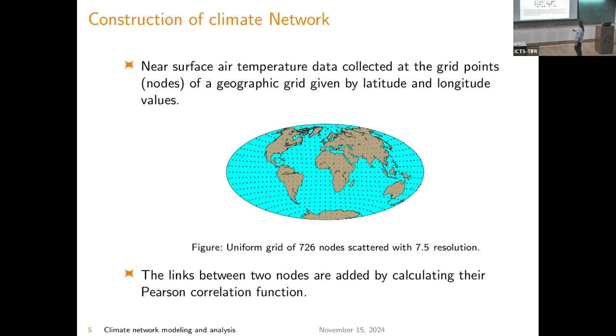You take this, not the previous one. So you're taking the whole grid. And what are you computing the correlation between? Correlation between nodes. I will come to that. The variable is temperature. Near air surface temperature at 1000 hectopascal, and daily, so for each day I have one temperature.